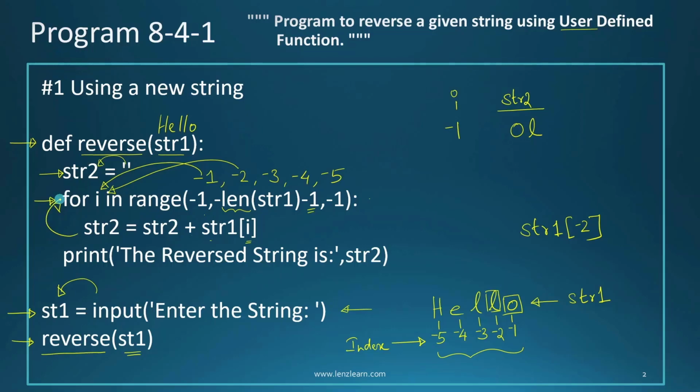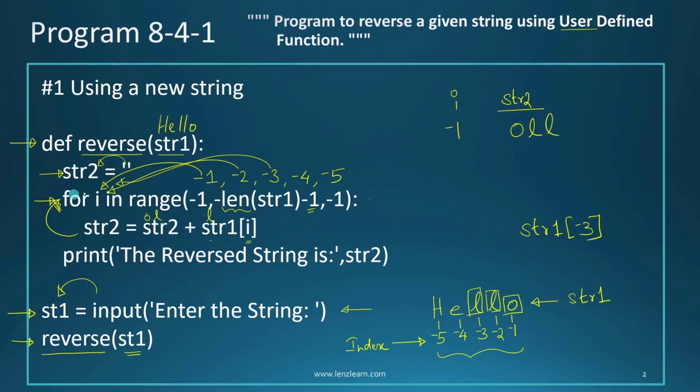Now in the third time the loop executes, -3 will be loaded into I. This time we will pick the character at the -3 index location, so the next L will be taken. Now the value of str2 is O and L. To that we will concatenate the L which we have picked up now, so this will be added, and now the value stored in str2 will be OLL.